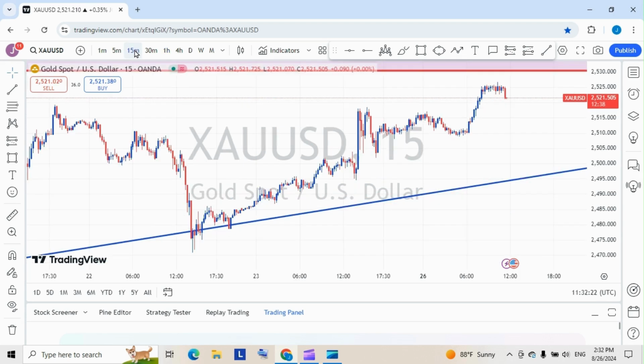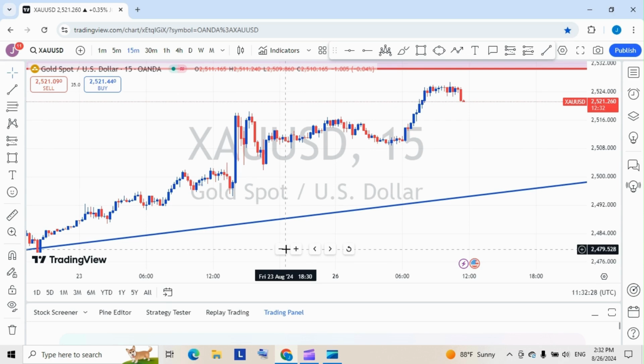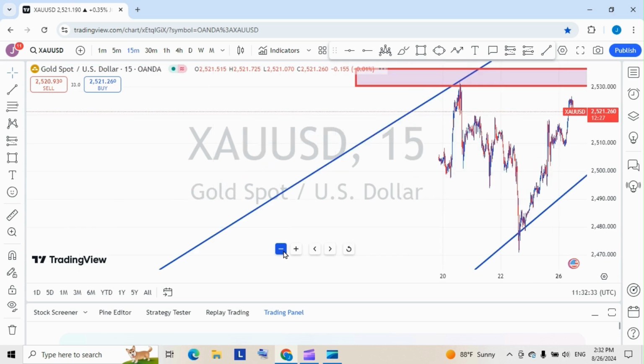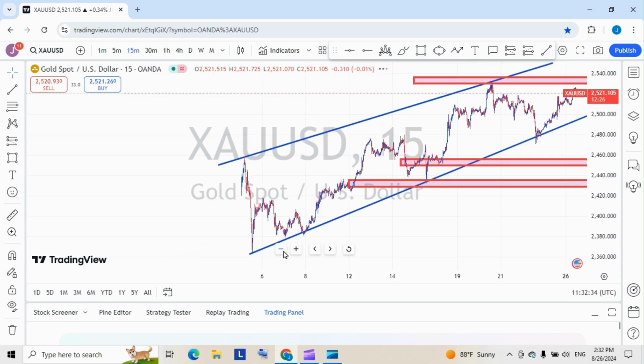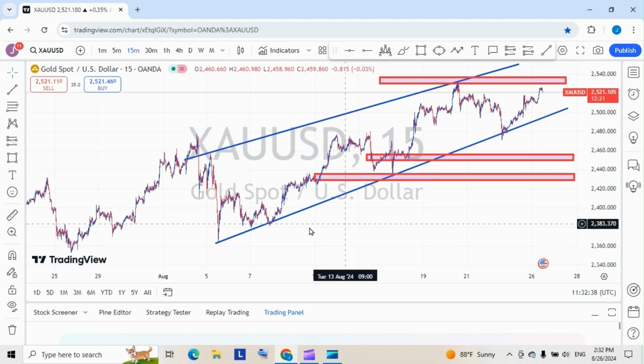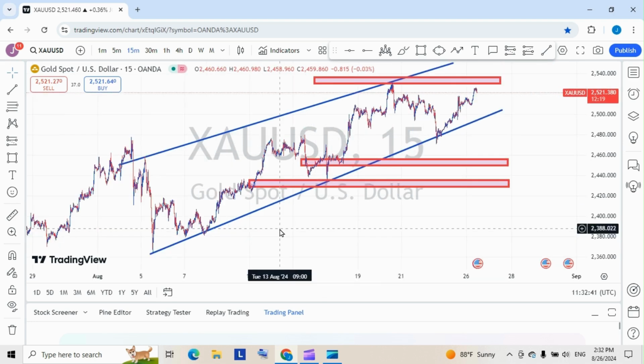In the 15-minute time frame, let's shrink a little. I want you guys to see this, that's why I'm taking my time to shrink. For me, I love my entry in the 15-minute time frame. You can try to look for an entry in the 15-minute or the 5-minute time frame.